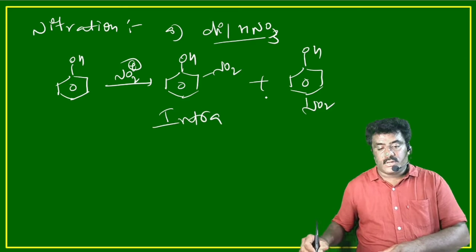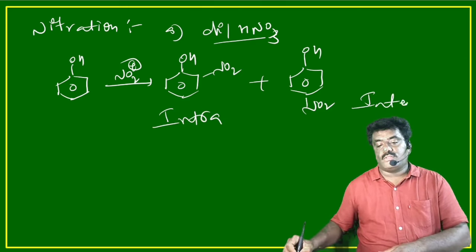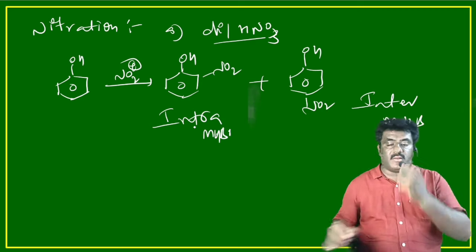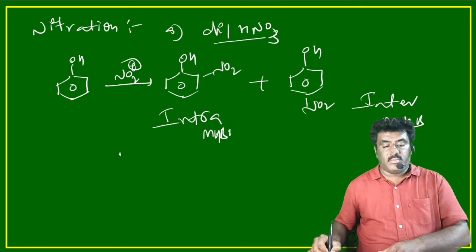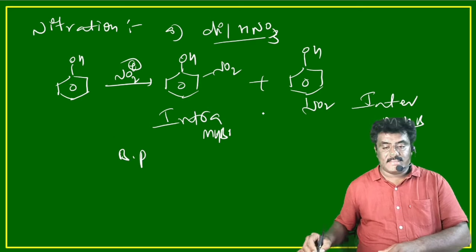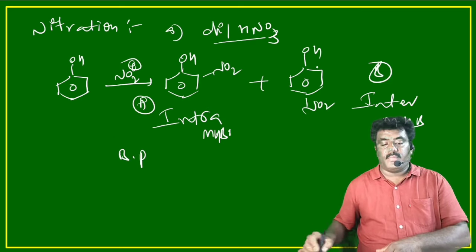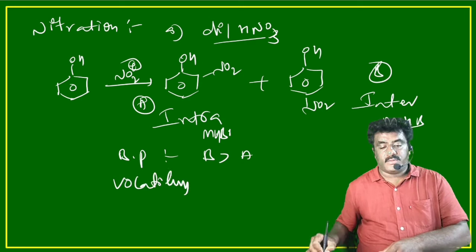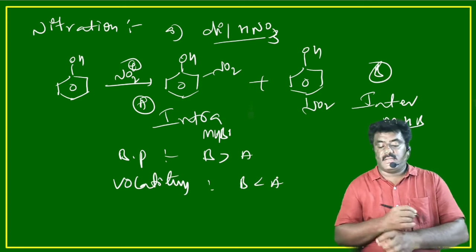Orthonitrophenol forms an intramolecular hydrogen bond, while paranitrophenol forms an intermolecular hydrogen bond. Their boiling points, for example, if it is A and it is B, B is greater than A. Volatility of B is less than A.